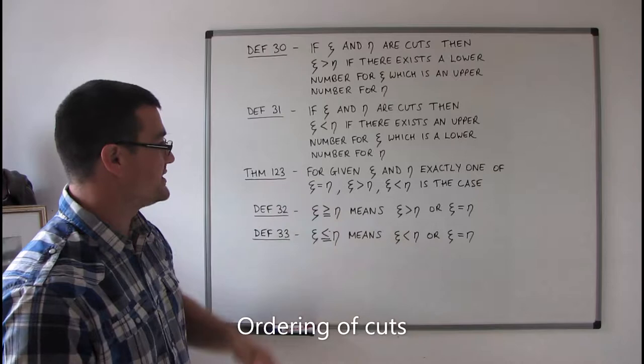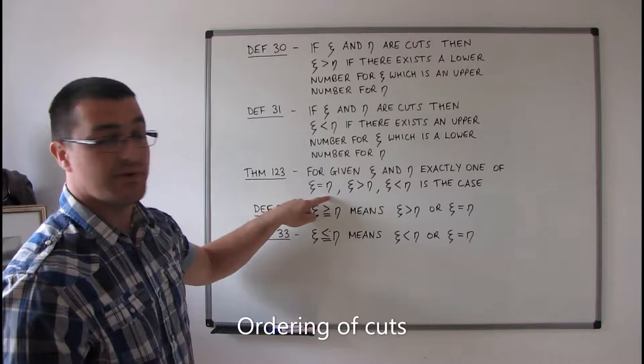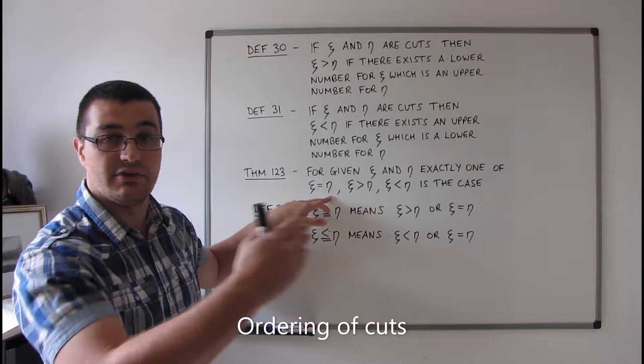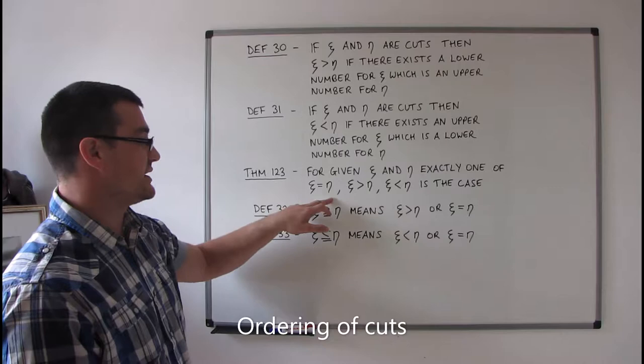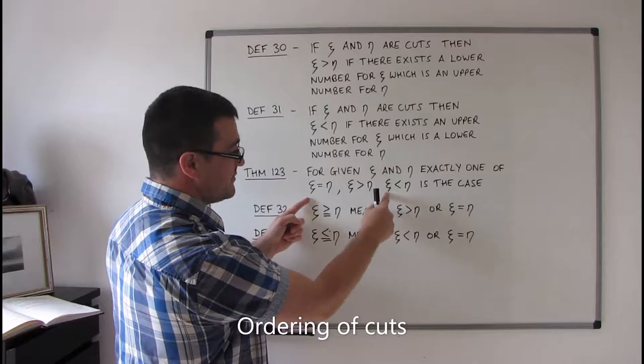These two cases are going to be incompatible with one another, because the definition of equality of cuts says that every lower number of xi is going to be a lower number of eta, and every lower number of eta is going to be a lower number of xi. But this says that there is a lower number of xi which is an upper number of eta. But that contradicts the statement of equality. So these two cases are mutually incompatible for the same reason, effectively. This case and this case are going to be mutually incompatible.